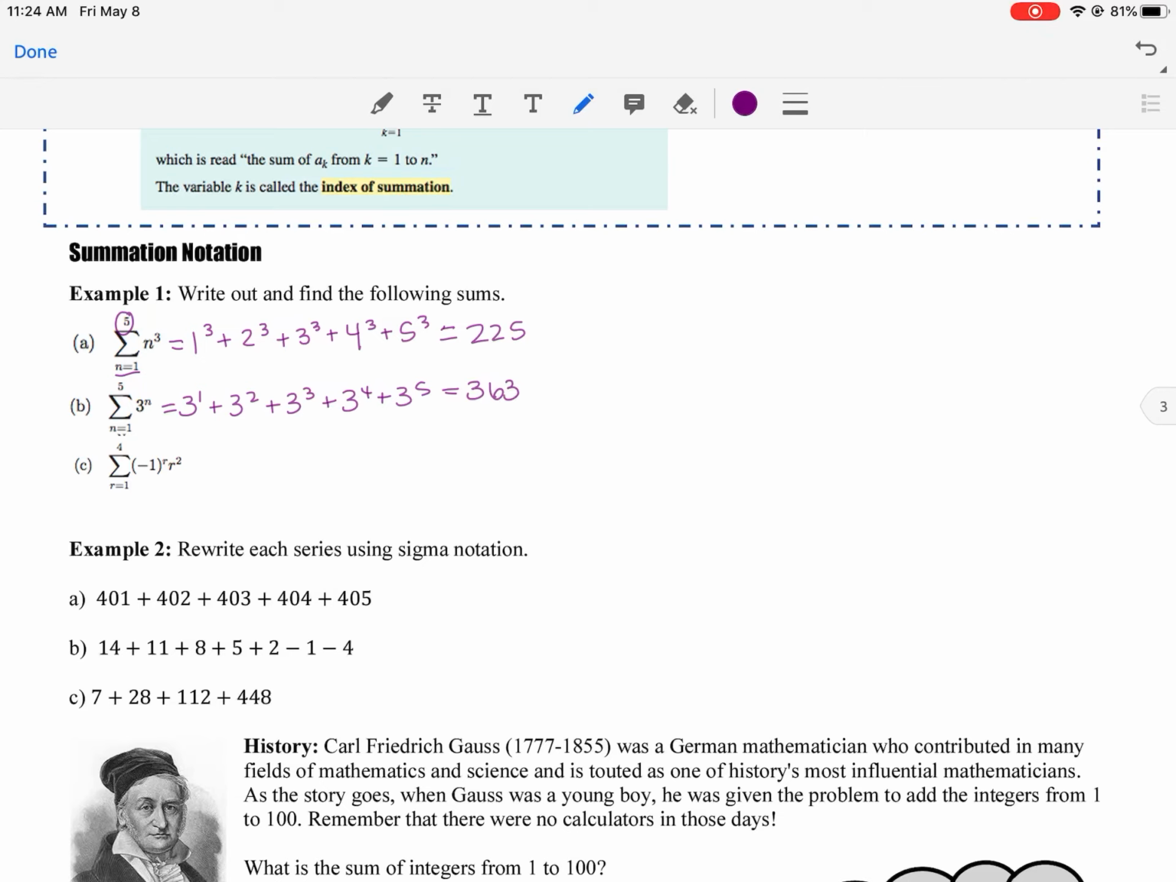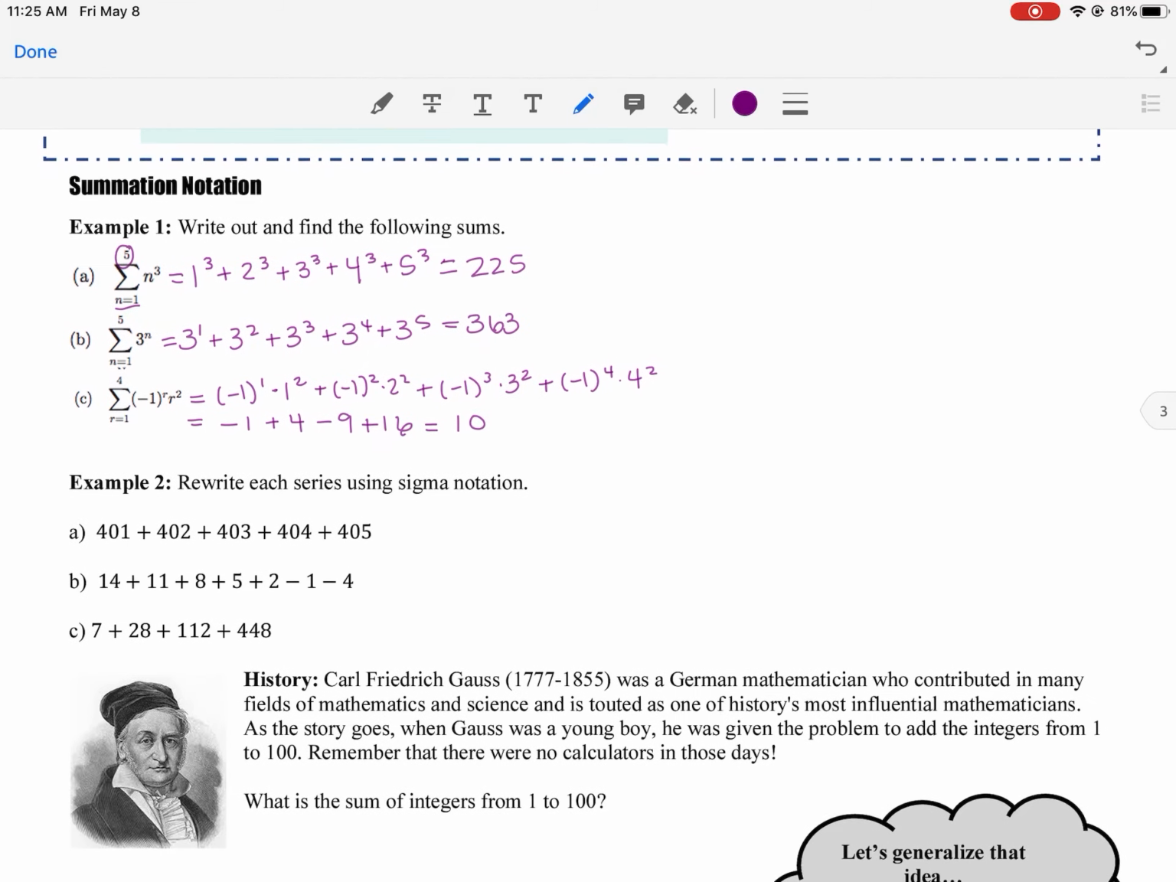This next one's a little different because we're now going from 1 to 4. There's kind of two parts to it. So we're doing negative 1 to the first times 1 squared, plus negative 1 to the second times 2 squared, plus negative 1 to the third times 3 squared, and then plus negative 1 to the fourth times 4 squared. So here we'll get a negative 1, and then a positive 4, a negative 9, and a positive 16. When we add those together, we end up with 10.